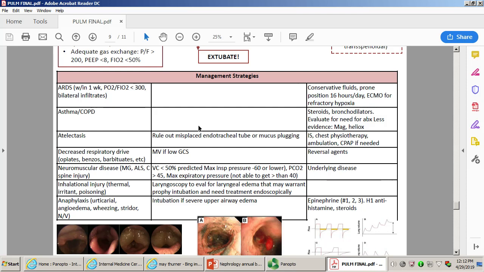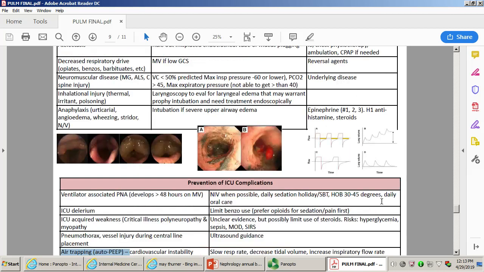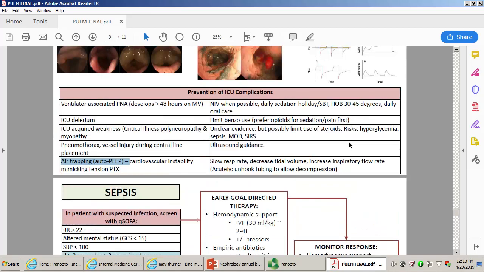The other one to think about with COPD and asthma, right? Air trapping or auto PEEP. So somebody that's on the vent with asthma, and now they have shock, hypoxia. What do you think about? Breath stacking, right? So you look at the vent and see if they have breath stacking, where they are starting their next breath before the other one finished. And how do you manage auto PEEP? Hook them off the vent and bag them for a while.